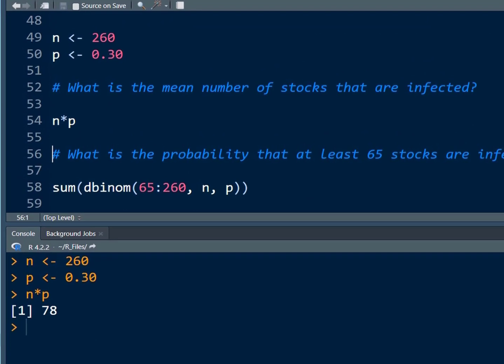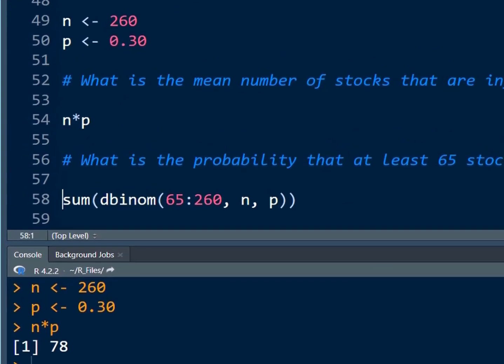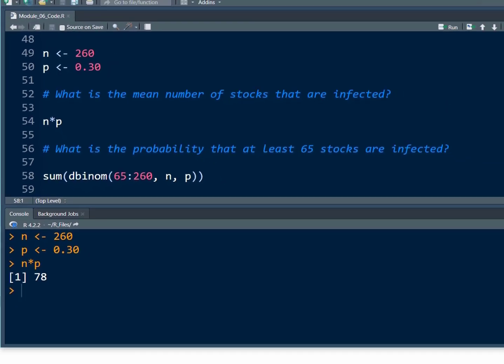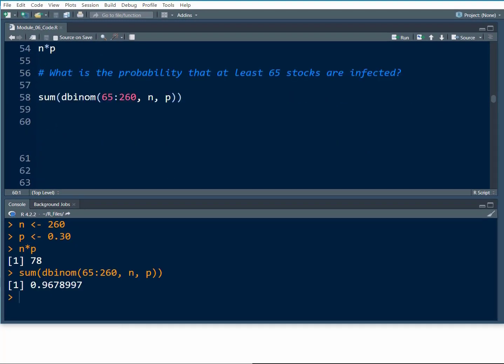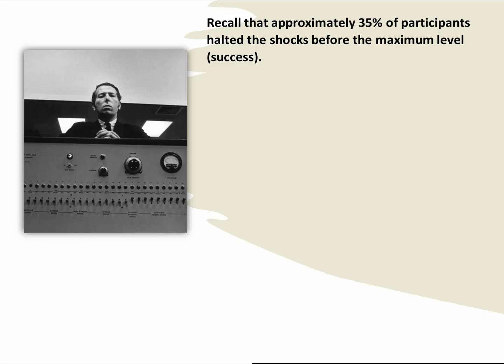The probability that at least 65 stocks are infected can be found by computing the exact probability for each value of x from 65 to 260, and then summing the results. We find the probability to be 0.9679. Let's move on to the geometric distribution.